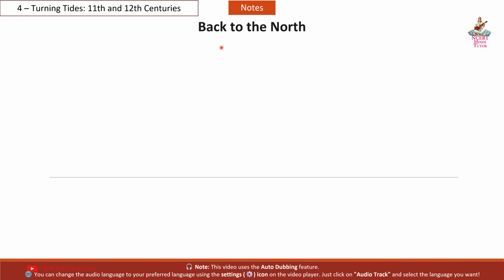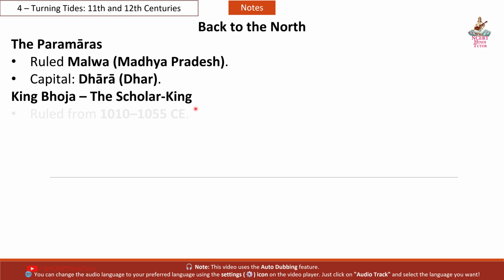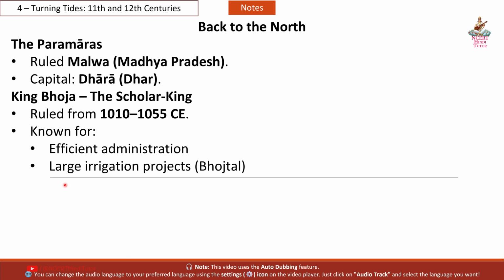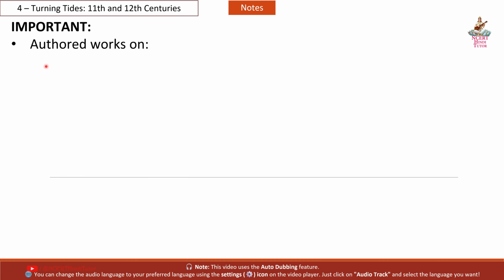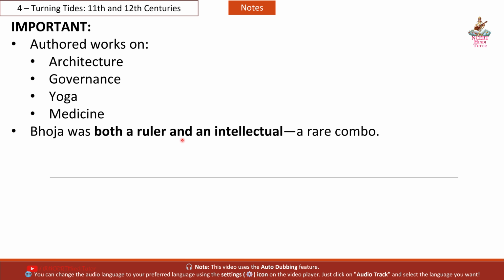strain. Back to the north, the Paramaras ruled Malwa, Madhya Pradesh, capital Dhar. King Bhoja, the scholar king, ruled from 1010 to 1055 CE, known for efficient administration, large irrigation projects, Bhojtal, patronage of scholars. Important: authored works on architecture, governance, yoga, medicine. Bhoja was both a ruler and an intellectual, a rare combo.